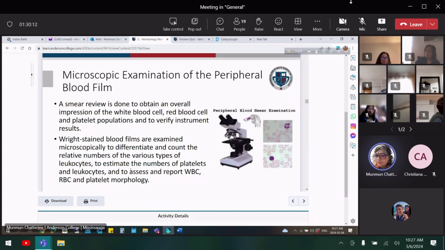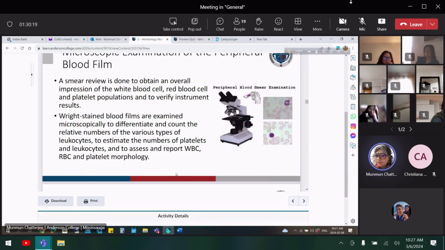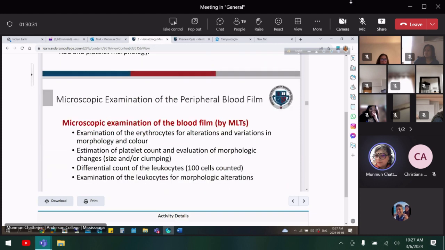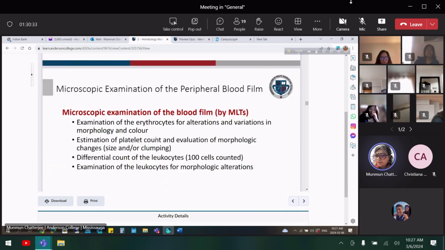Then estimate the number of platelets and leukocytes, and assess and report WBC, RBC, and platelet findings. You used to train and do that on the slide, but nowadays everything is done by automated instruments. Microscopic examination of the platelet film by MLTs. Examination of the erythrocytes for alteration and variation in morphology and color.